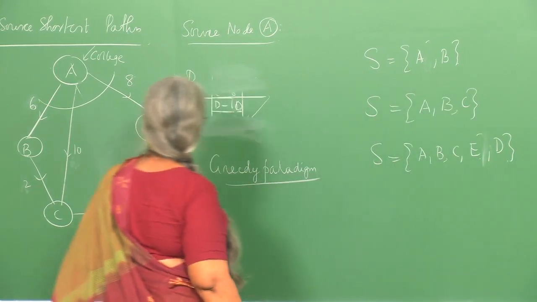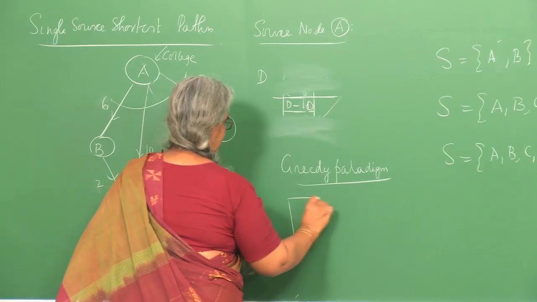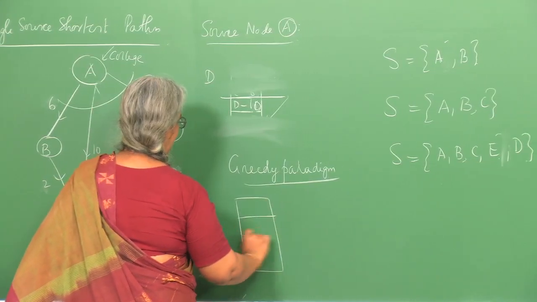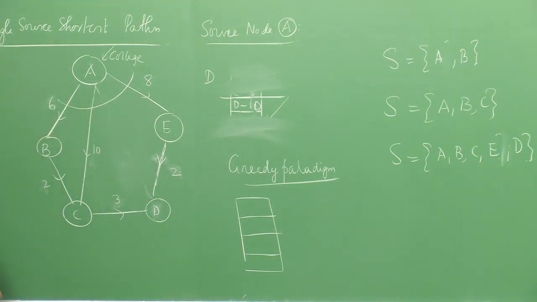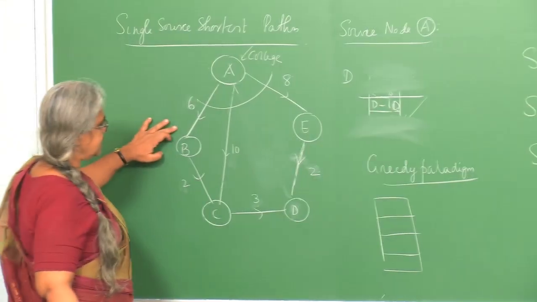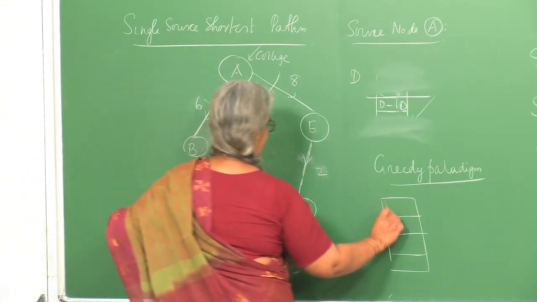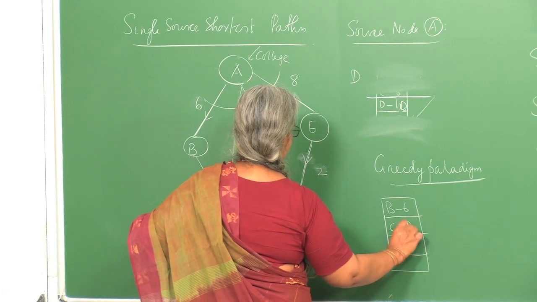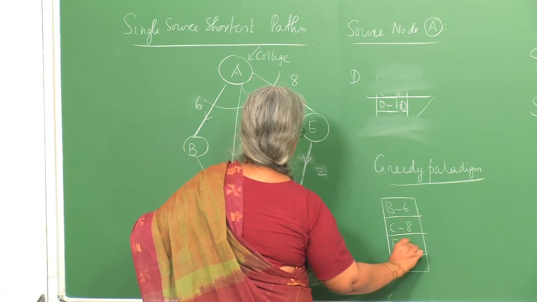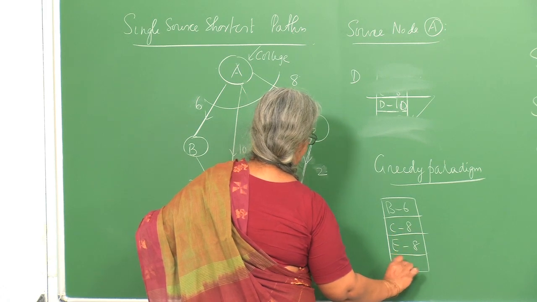So, what do we have now? We finally have the shortest paths from source vertex A to all the nodes. It tells me the shortest path from A to B is 6. So, what do we have finally? We have B, which is 6, C, which is 8, E, which is 8, and D, which is 10.